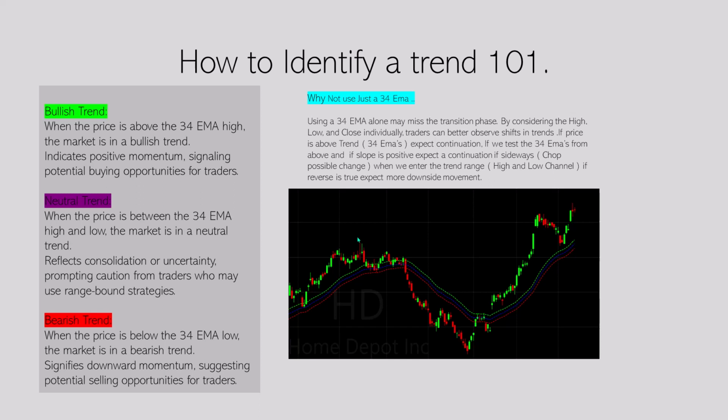So on a bullish trend, price is above the 34 high. A neutral trend is when price has entered and closed inside, below the high and above the low. So it's in the channel, now it's neutral. And finally, the bearish trend is when price is below the 34 EMA low. So this is all based off of a 34 EMA.